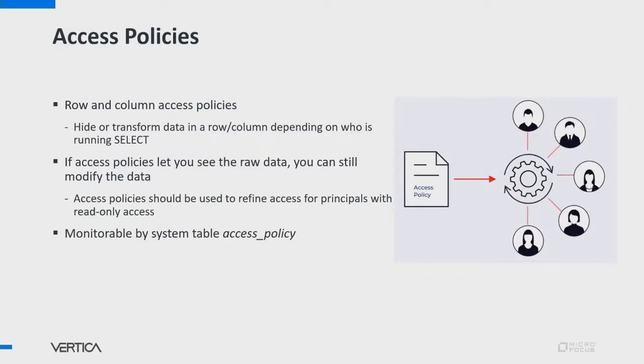Using access policy, you can hide or transform data in a row or column, depending on who is running select. If access policies let you see the raw data, you can still modify the data. To monitor access policy, the system table access policy can be used.